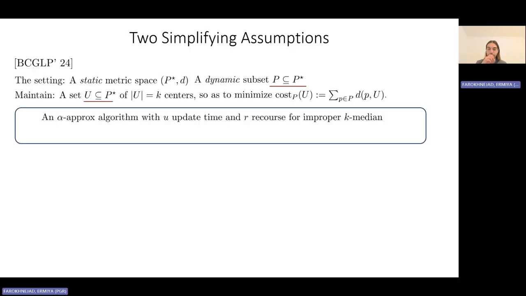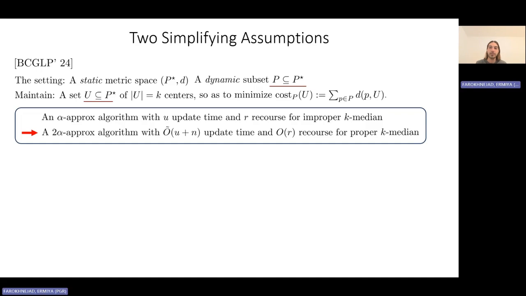And prior work showed that if we have an algorithm for improper k-median, then we can achieve an algorithm for the proper k-median with a small overhead on the approximation ratio, recourse, and update time. So morally, we can assume that the algorithm can open any center from anywhere in the space, which is not inside the current space. It can be anywhere in the ground metric space. This is the first simplifying assumption that we consider.